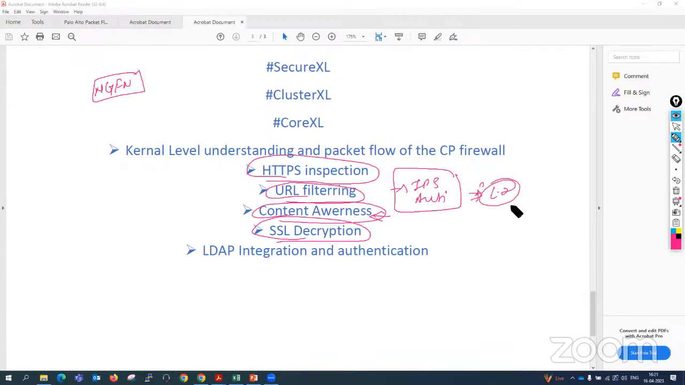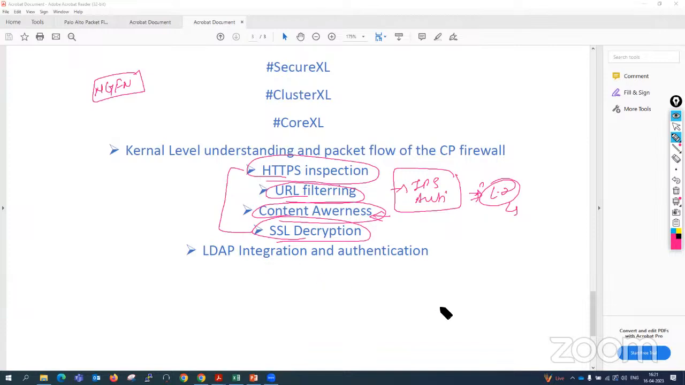That's the reason we say that this firewall is a layer 7 firewall, or a next generation firewall. We will discuss these technologies one by one, and I'll make you comfortable with how you can implement them on your Checkpoint firewall. If you have a Checkpoint firewall in your network, you do not need to purchase any other solution.